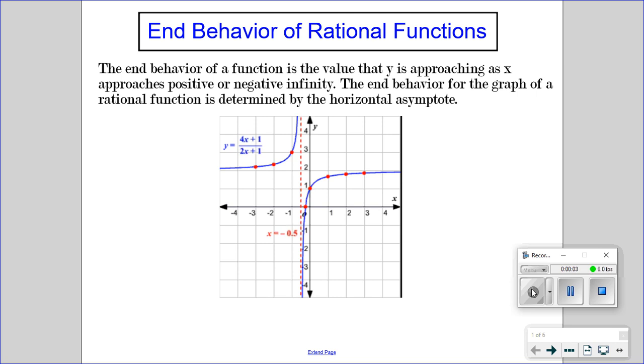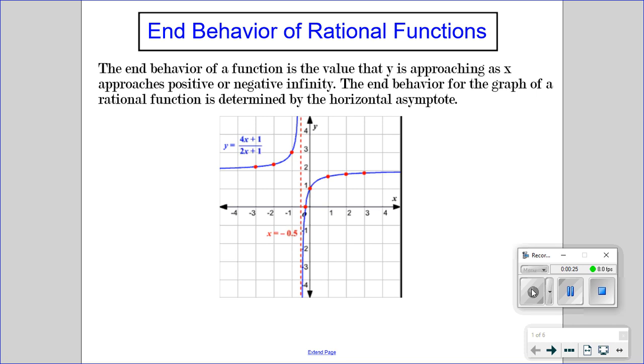Everyone, in this video you're going to learn how to determine the end behavior of rational functions. We've learned previously that the end behavior of a function is the value that y is approaching as x approaches positive or negative infinity.